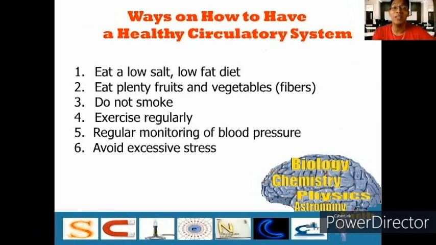First, eat a low salt and low fat diet. Tulad ng sabi ko nga, prone tayo sa heart attack kapag nagkakaroon ng blockage ang mga daanan ng dugo natin. Kaya naman, iwasan ang pagkain ng mga fatty food. Eat plenty fruits and vegetables because they are rich in fibers. Do not smoke, exercise regularly, regular monitoring of blood pressure, higit lalo na sa mga merong pre-existing condition. And lastly, avoid excessive stress.